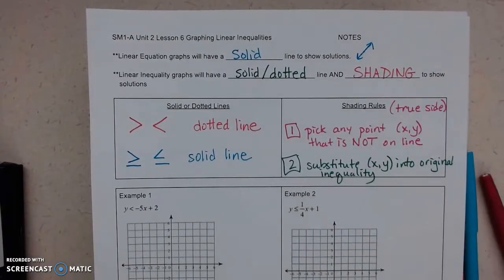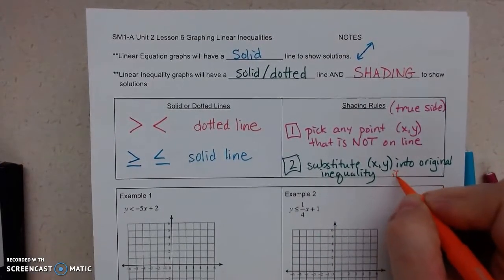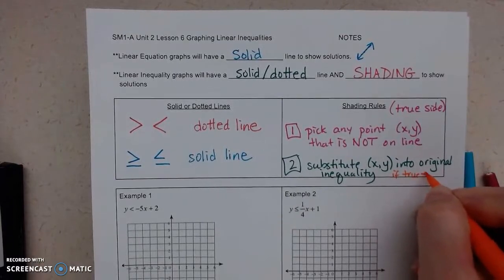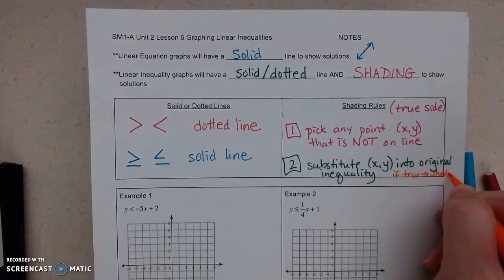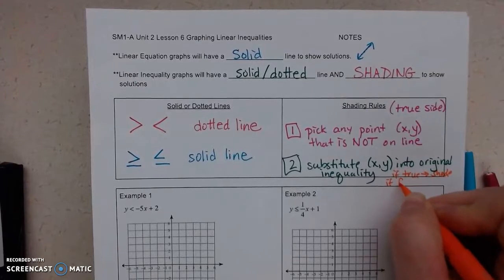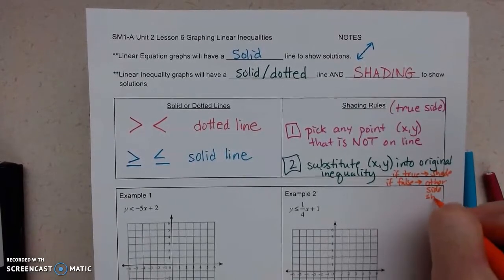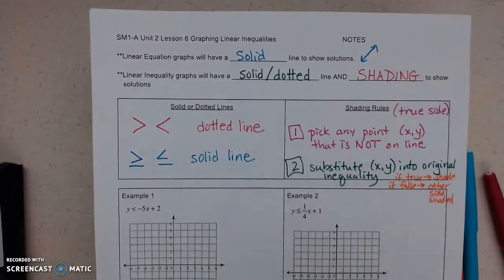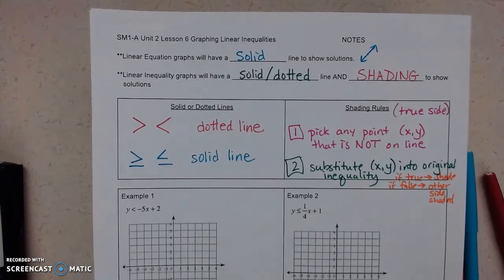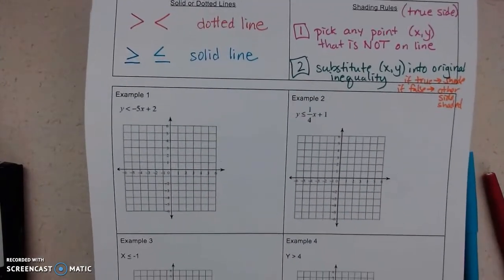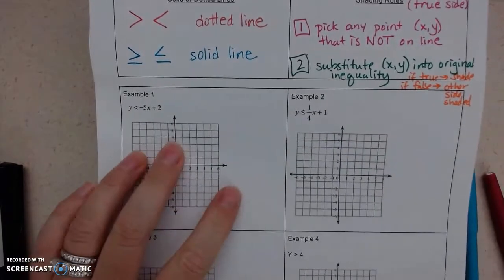Okay, so if it's true, you shade the side that that point is on. If it's false, you shade the other side. Okay, and that shows all of your solutions. So let's see what we got. All right, let's look at our first example.